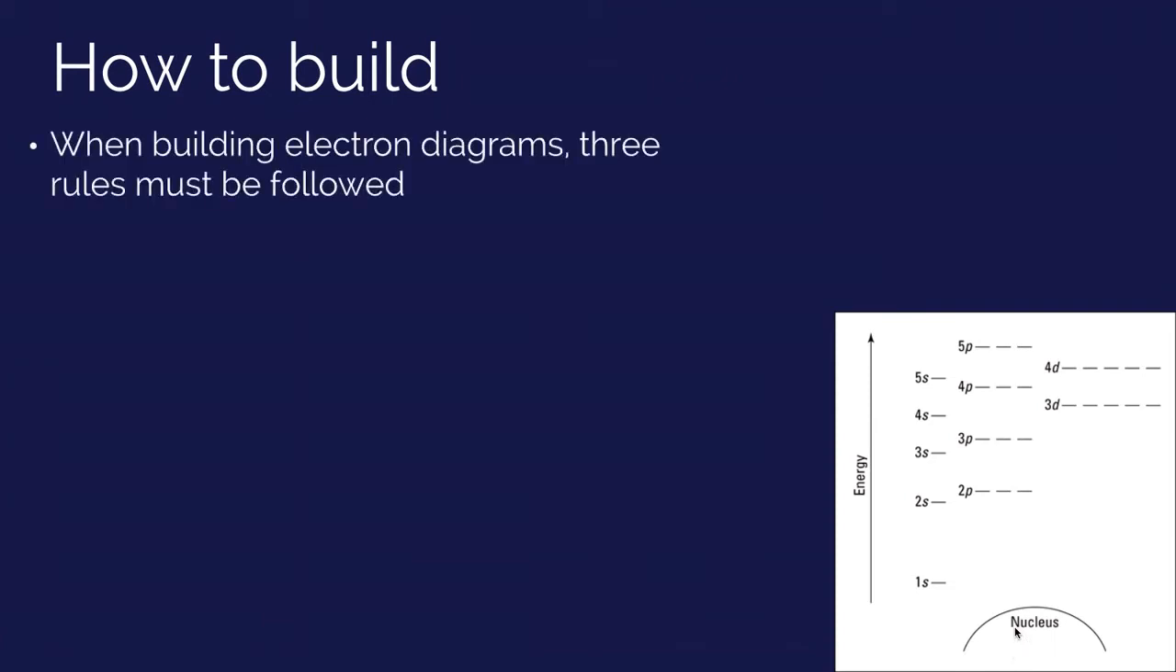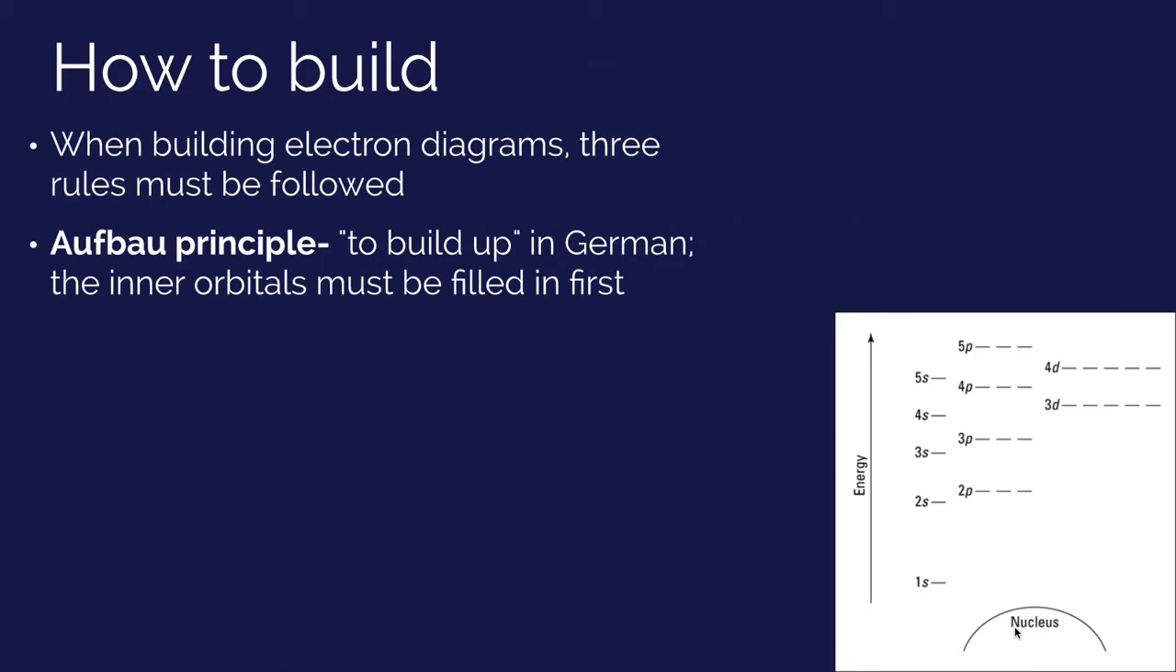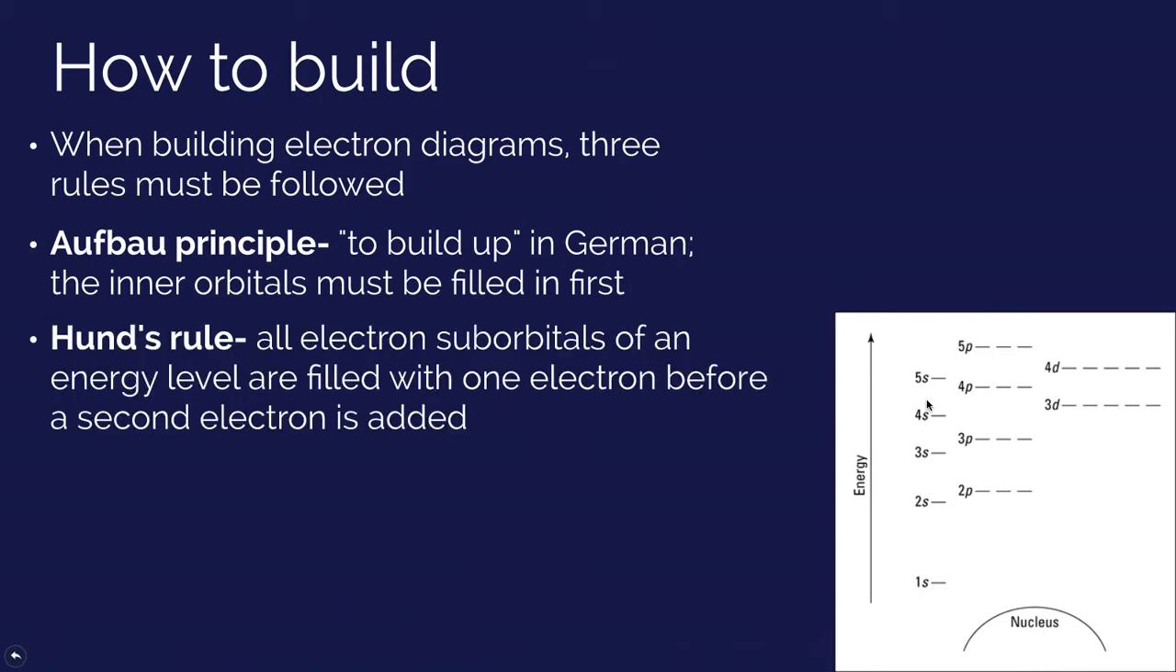So now when we make these diagrams, we need to follow three rules in order to have them be correct and show us the right information. The first one is called the Aufbau principle. And Aufbau is a German word that means to build up. So very simply, it just means that we need to start from the bottom and move our way up. We're starting in the inner orbitals that are closest to the nucleus, and we're moving our way out.